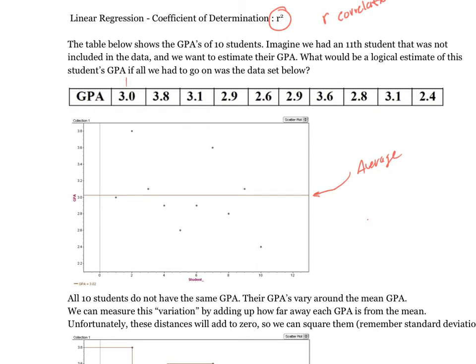You can see that line pretty much cuts the data in half, and you can see there are residuals, right? We've been studying residuals. If you added up the residuals, both positive and negative, around that average line, they would add up to 0, which is pretty cool. So I use the average to estimate this 11th person's GPA.